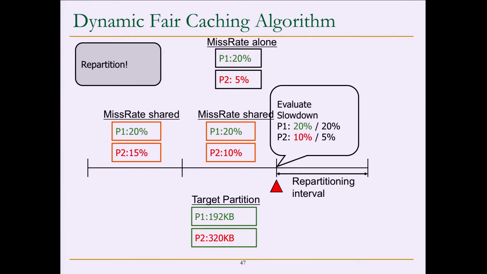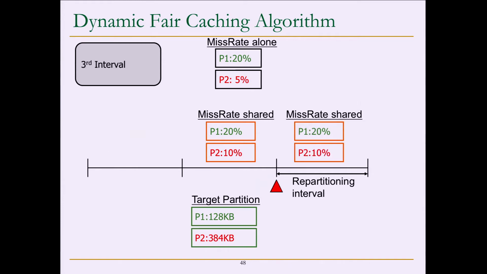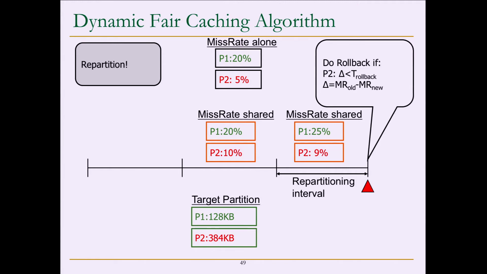And the slowdown is still high for this one. As a result, you repartition again. You get more cache space for the application that has been slowed down the most, and less cache space for the other application. And then you run again, and assume that this is what you get. The cache miss rate of this one increases, and this one doesn't reduce by that much. So maybe you decide to roll back. Maybe you decide to go back to the previous partition, right? That's one possible thing to do.